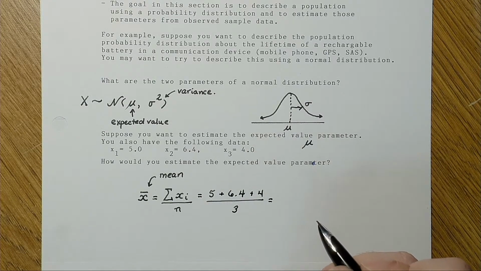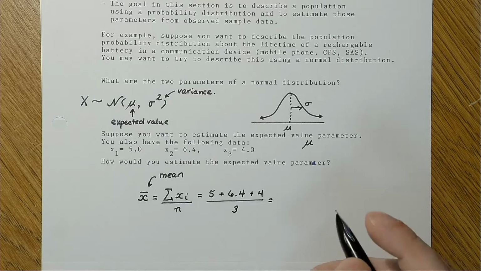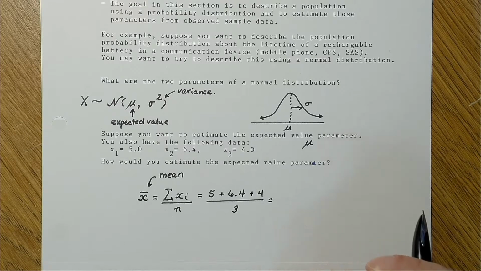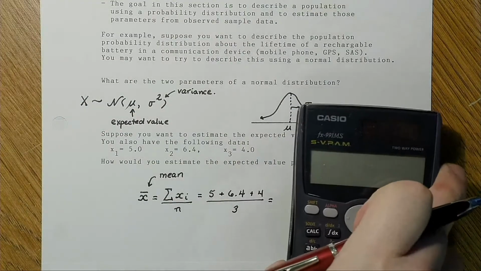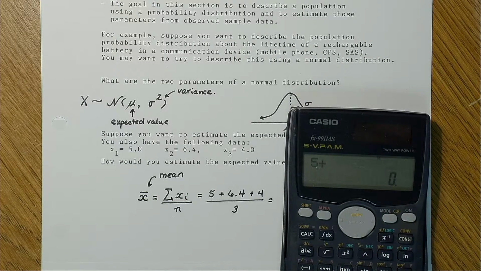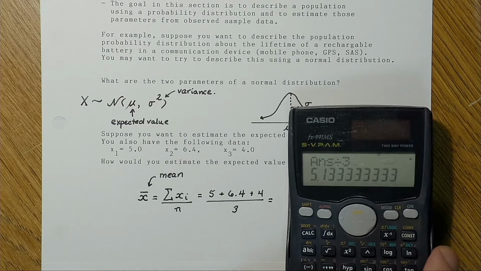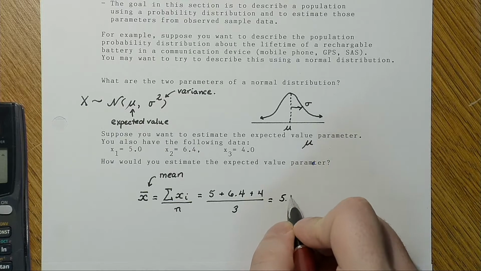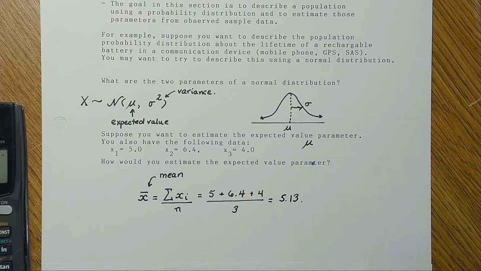So what does this equal? If you have a calculator handy, let's see, 5 plus 6.4 plus 4 is 15.4, and then, okay, good. There's some people that will be checking what I've done. Yes, so let's round it to 2 decimal places, 5.13.